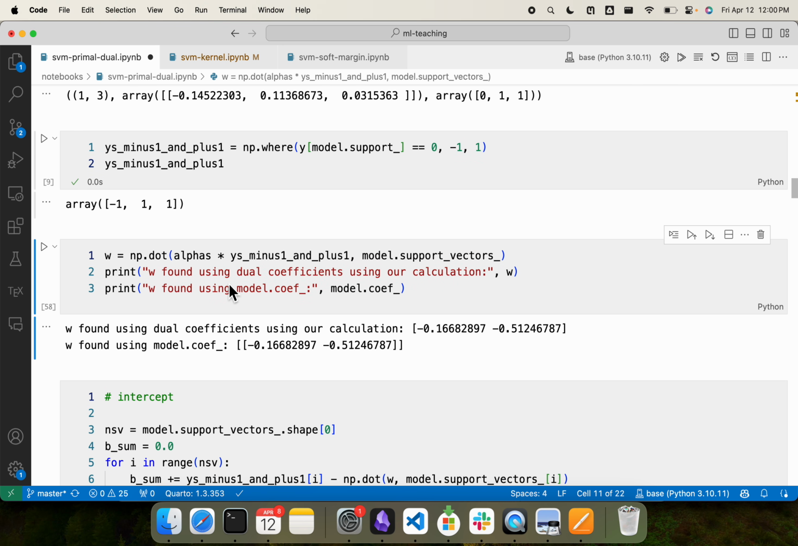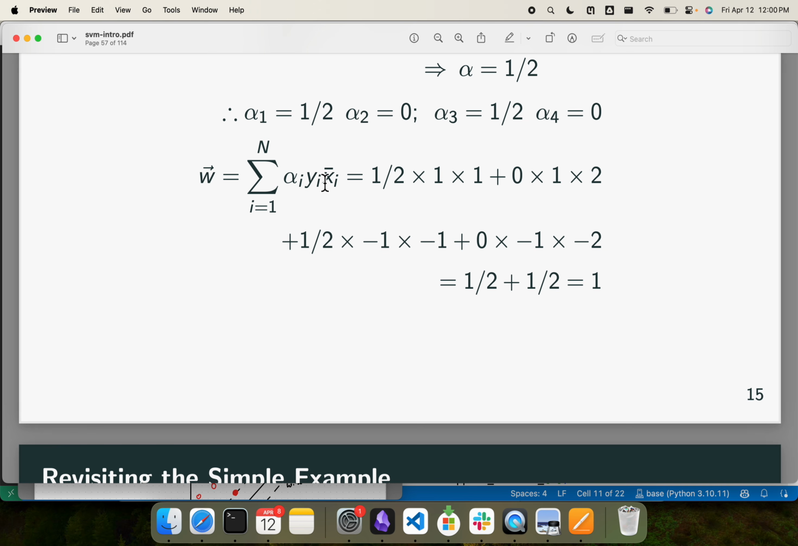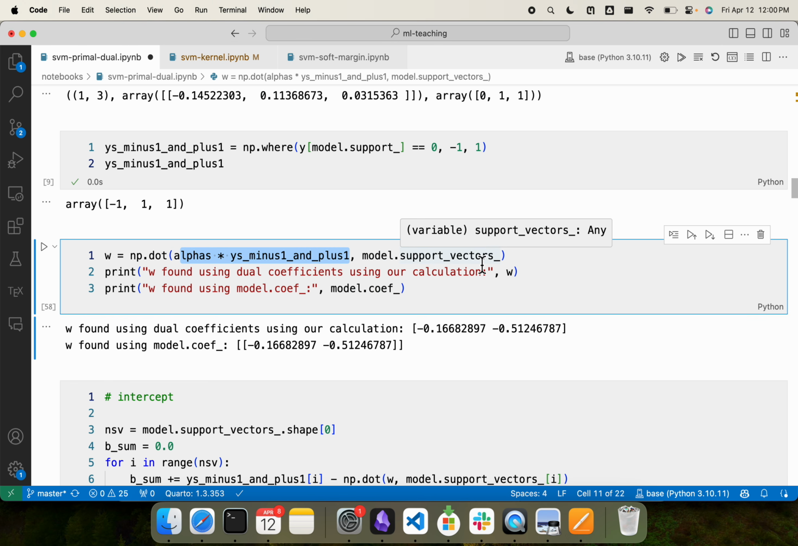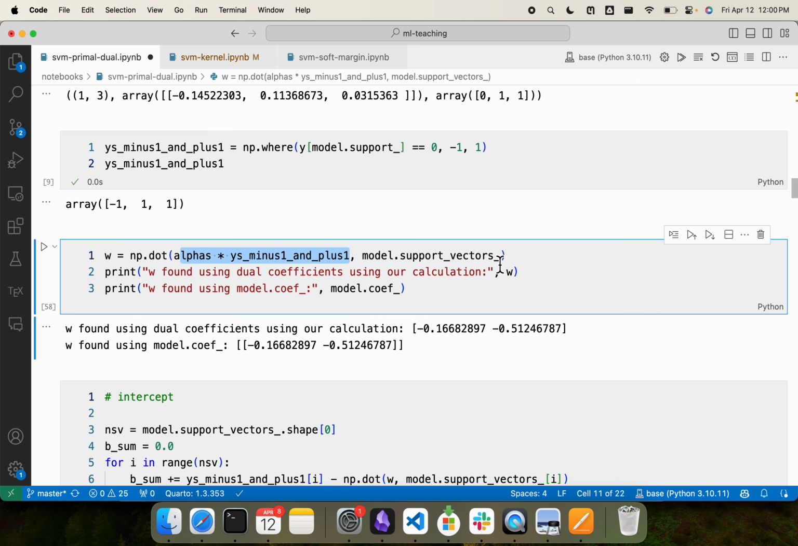And that is what I'm showing you. I've conveniently written this as a dot product. Alphas times ys, -1 and +1, just gives you alpha i yi. And then model.support_vectors_ takes the dot product with them, and that's how you get the w vector. I'm just using the dot product to vectorize things. Otherwise, you could have written a for loop and got the same answer. You should convince yourself that by using this dot product, we'll get the correct answer.